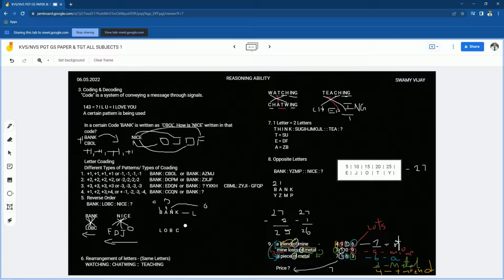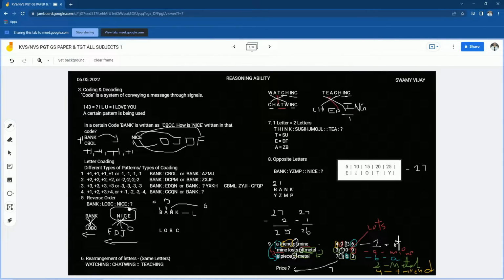But all these are written from left to right, in reverse order. In which order have they been written? In reverse order. That means they can even give you the answer in reverse order, from right to left. Now let us come down to this question, NICE.